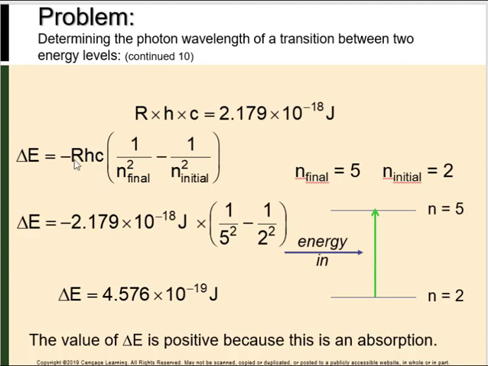Again, I can use that equation, negative RHC, which all multiplied together is negative 2.179 times 10 to the negative 18th joules, times 1 over 5 squared minus 1 over 2 squared. And then we would find that our delta E was 4.576 times 10 to the negative 19th joules. And E is positive because it is absorbing energy.